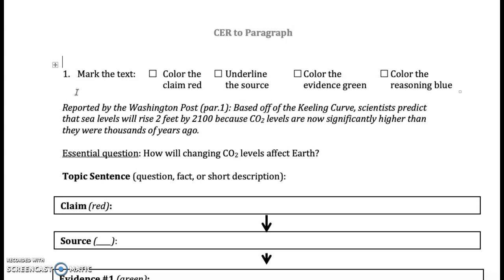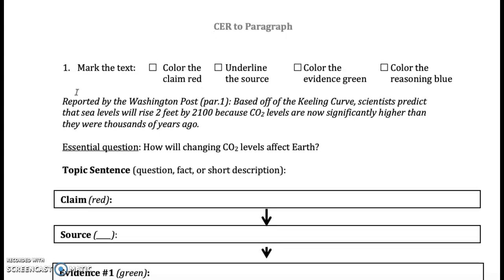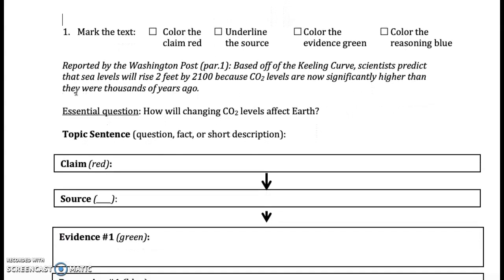So you guys are going to be looking at several sources and then writing an essay. So this is kind of just another practice similar to the My Dad is a Space Alien, thinking about how we can take this graphic organizer that we're familiar with and turn it into an actual paragraph. So we're going to start by marking our text. If it says here, color the claim red, I'm going to highlight because that's what I have access to. Underline the source, color the evidence green, and color our reasoning blue.